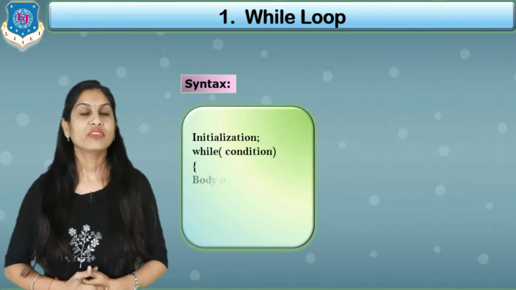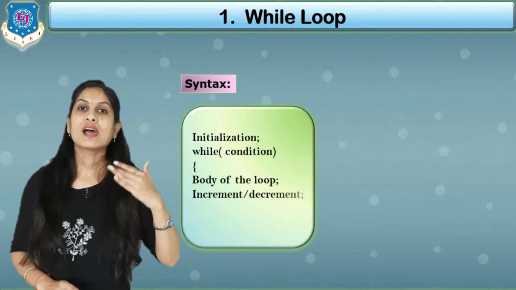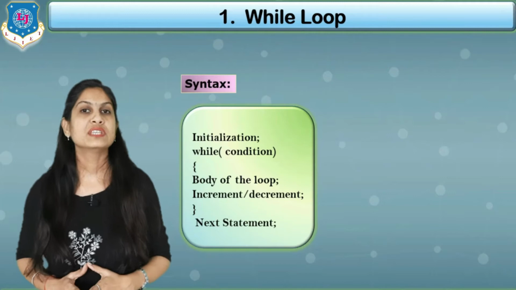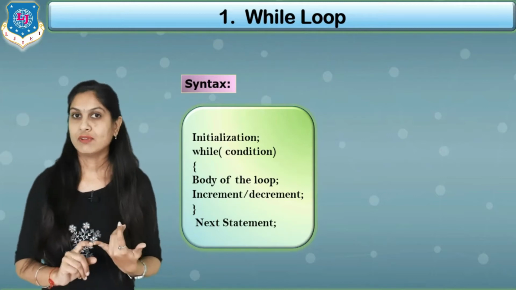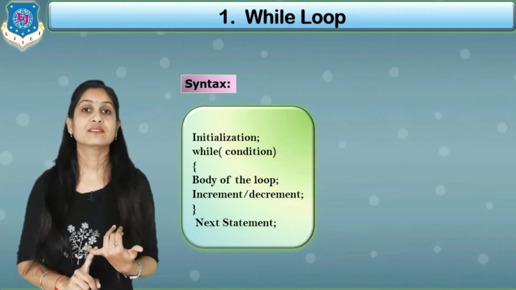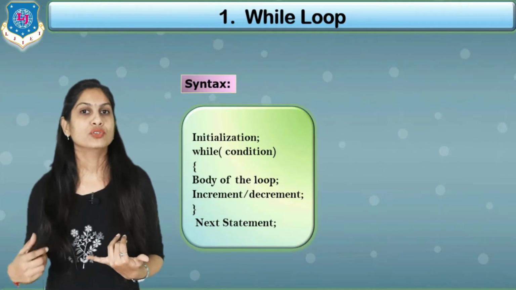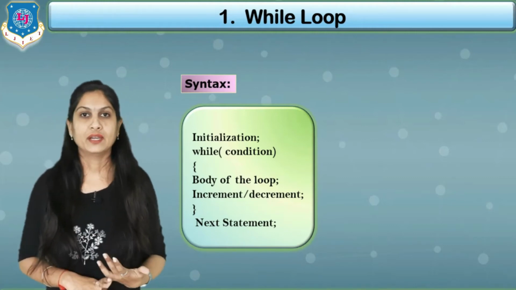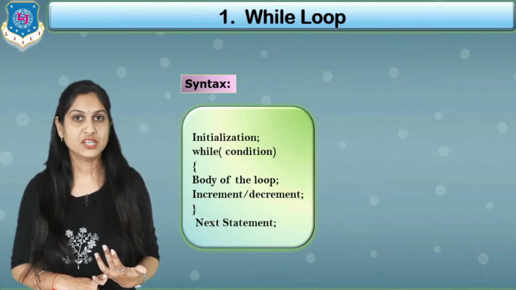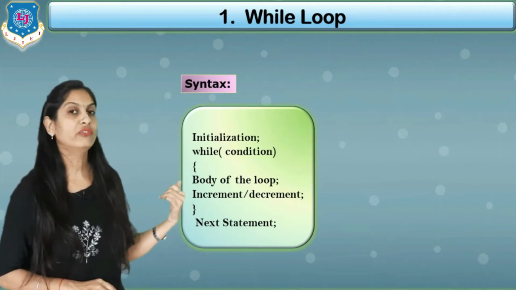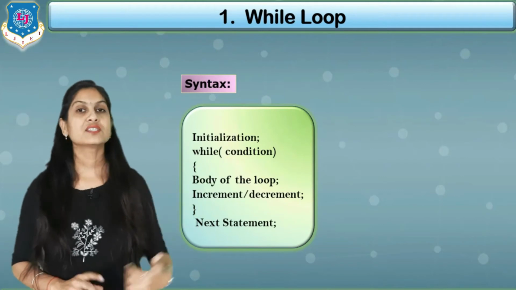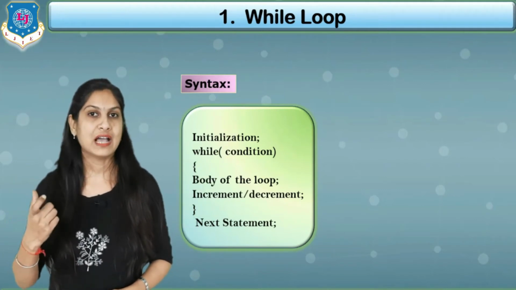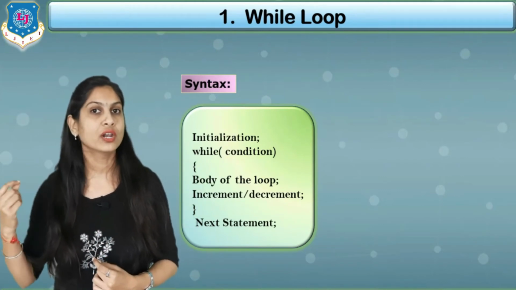Now what is the meaning of initialization? When you are writing any program using a loop, you need the starting value, then the ending value, that is our condition where you want to stop. Then you have to increment or decrement the value, and then the body of the loop. So here the initialization is nothing but the starting value from where you have to start your loop.